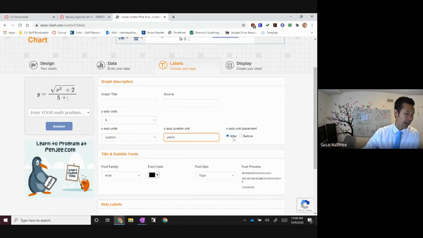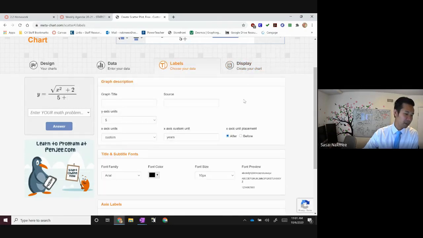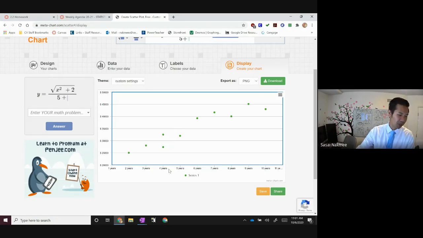And I want it to show up after my unit. If you put it before, it'll say like years 3, years 4, years 5. That just sounds weird. So I put it after. So then when I go to display, it shows 4 years, 5 years, 6 years. And that's how long they've been employed for. And then the $ is right here. And yeah, it worked the same way.